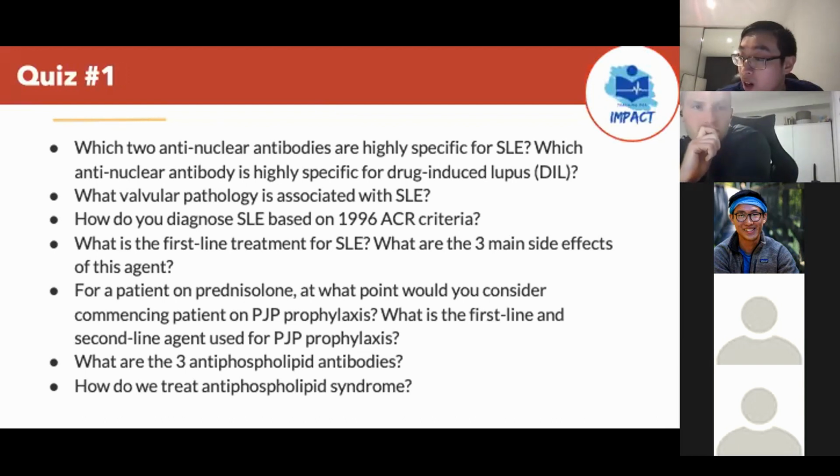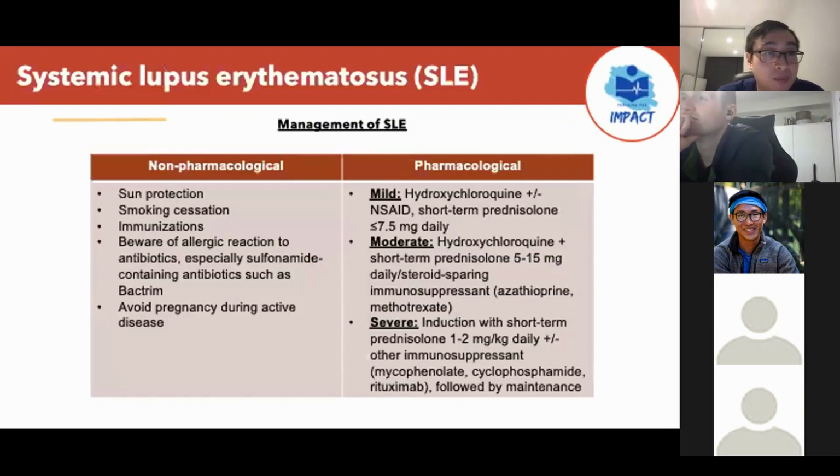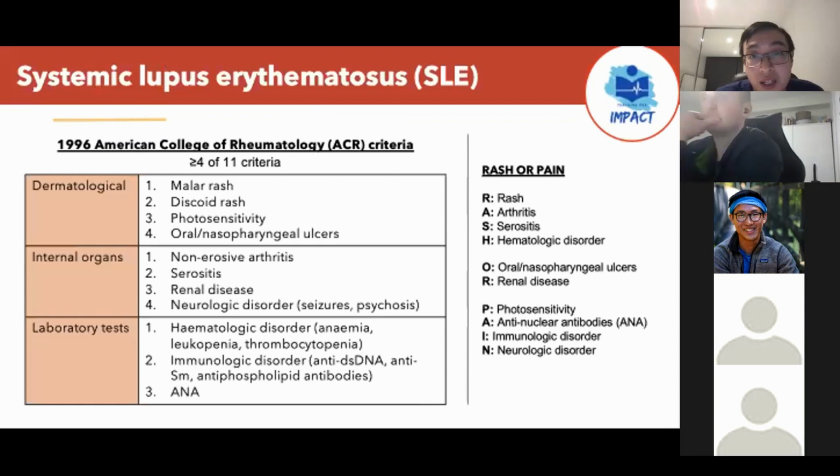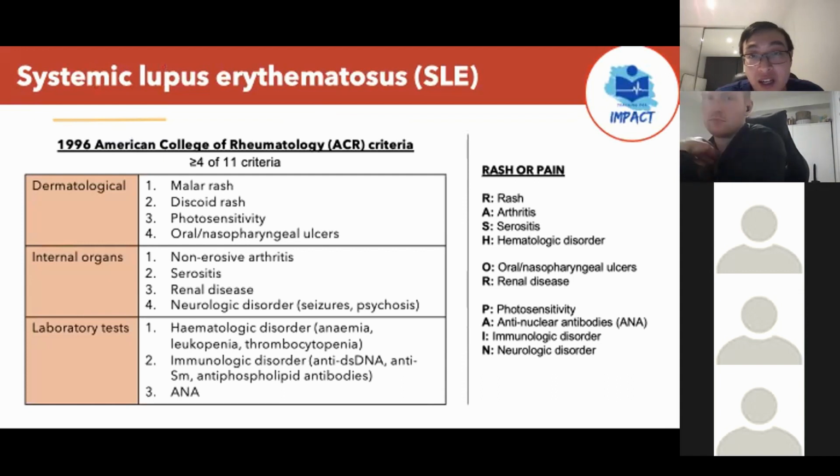So can you repeat how we diagnose SLE? Yeah, so this slide here. There are 11 ACR criteria. The presence of, and it doesn't need to be of a specific category, the presence of any 4 of the 11 gives you a diagnosis of SLE. Does that clear that up? Yep.